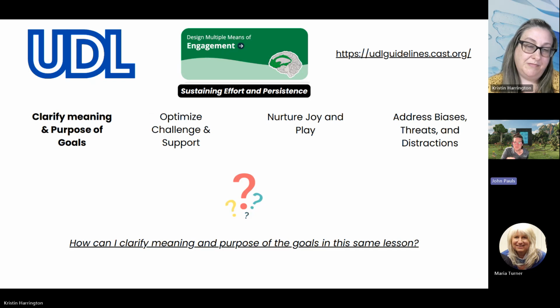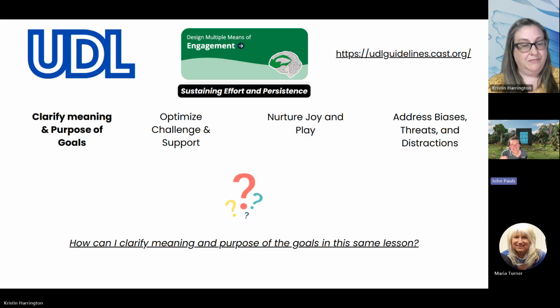And then we can move on to sustaining effort and persistence. How do we do that for every single learner in our classroom? I went ahead and took the very first option, which is clarify meaning and the purpose of those goals. That will help them sustain effort and persist with your instructional activities.